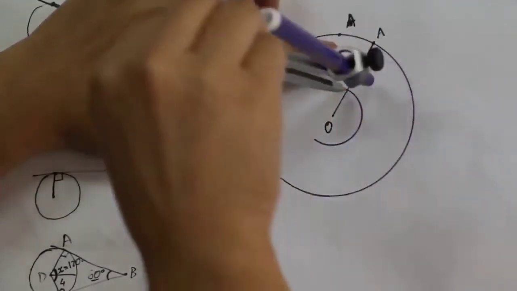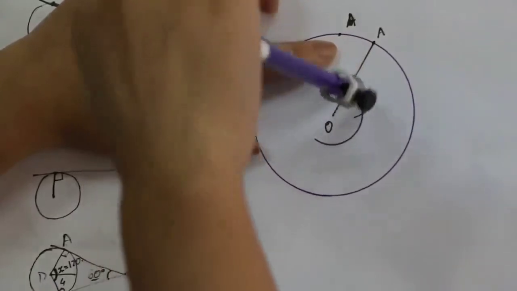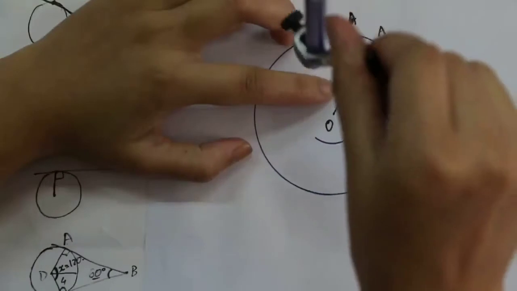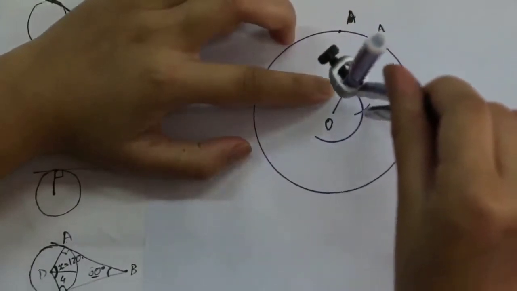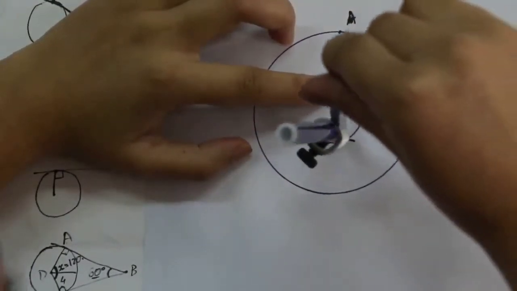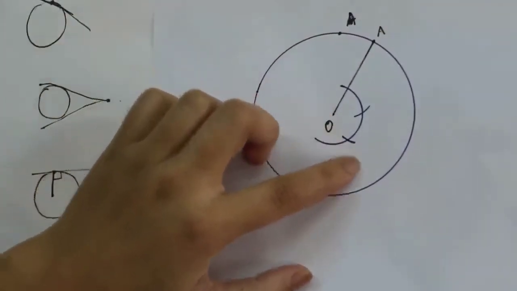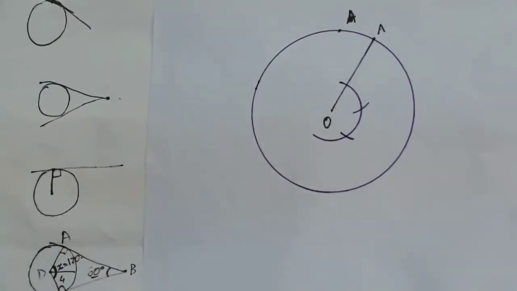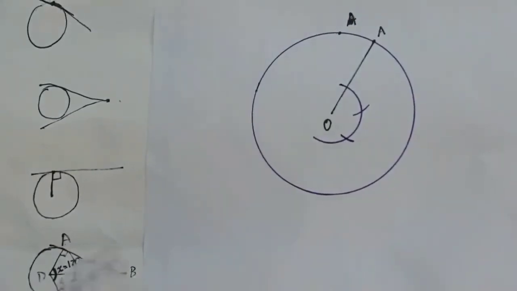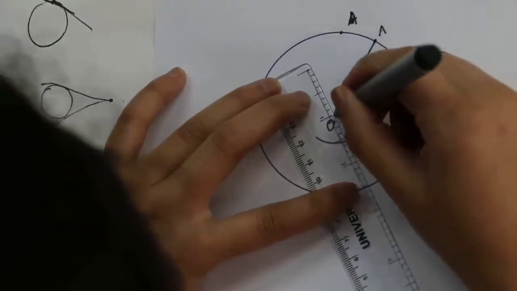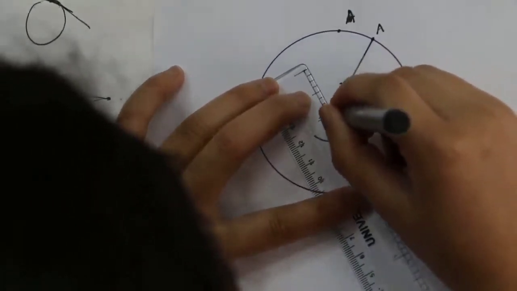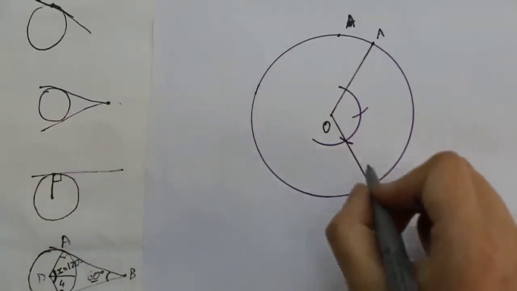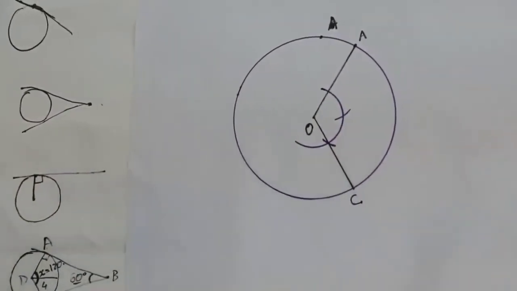With the same arc, you cut in this arc. You see this intersection again, you take the compass and then you cut this side. Join them, you will get 120 degree. So this is your 120 degree. Call this one C as I have drawn here.